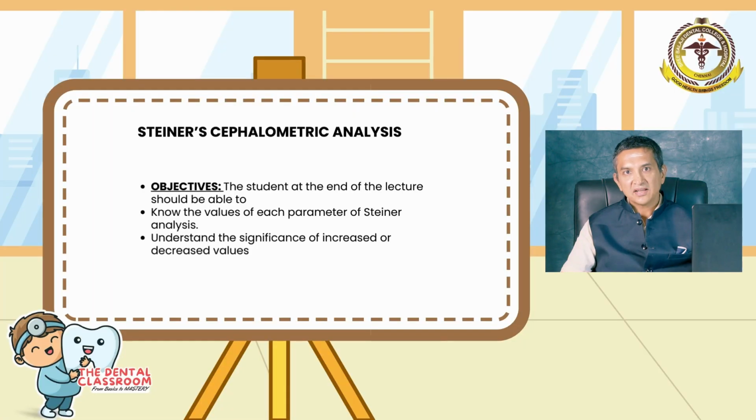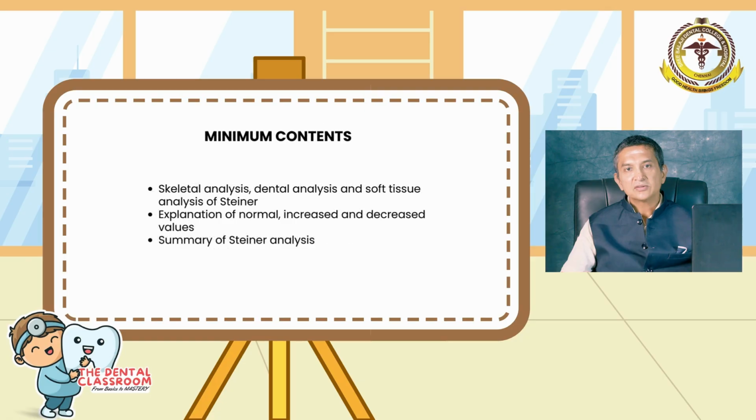So the objectives at the end of this masterclass should be to know the values of each parameter of Steiner's analysis and understand the clinical significance when this parameter is either normal or increased or decreased as the case may be. In today's specific class, we are going to focus only on the skeletal parameters, while we know that the Steiner's analysis is a composite analysis of skeletal, dental and soft tissue parameters. We should also be able to clinically explain when the values are normal, increased or decreased.